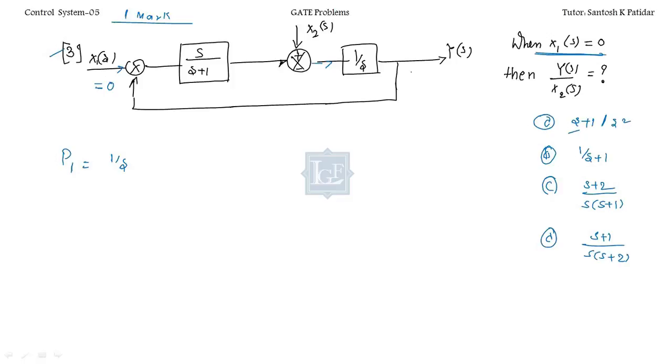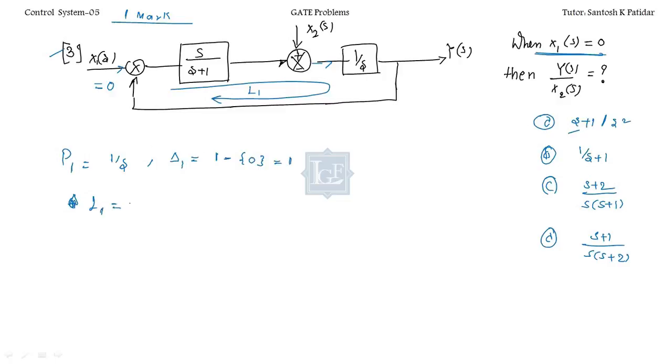Related to this path, do you have any non-touching loop? You have to find the del 1. Del 1 is 1 minus the sum of individual loop gains. No, there is only one loop. See, in the system there is only one loop L1, and that loop is touching this path, so it's 0. So finally you have only 1, right? Find out the del, and before that let's find the L1.